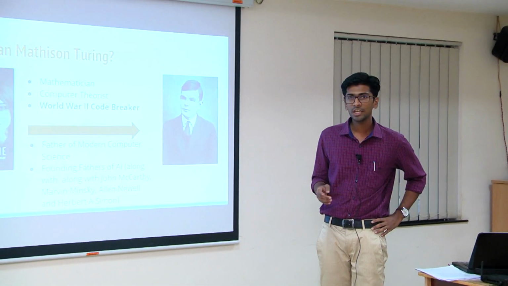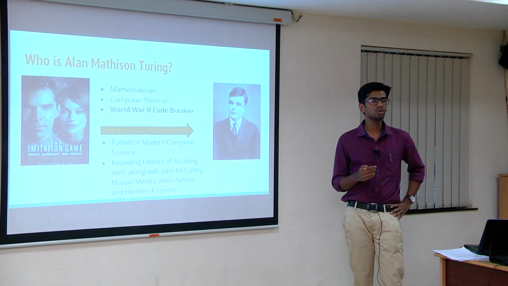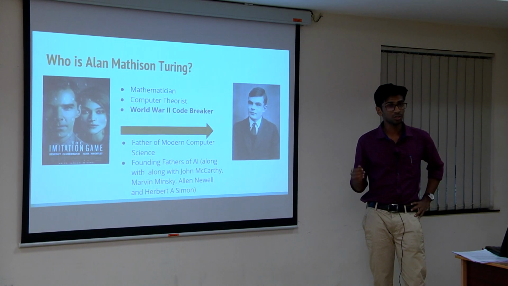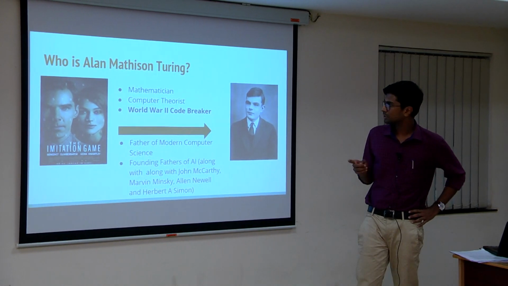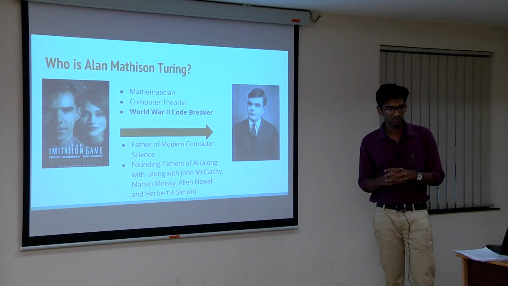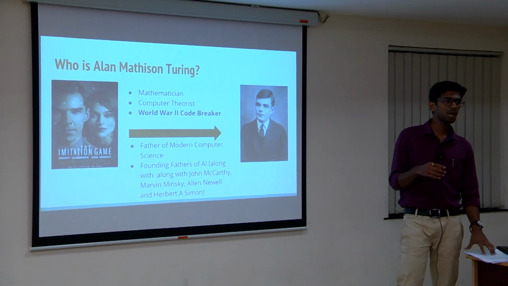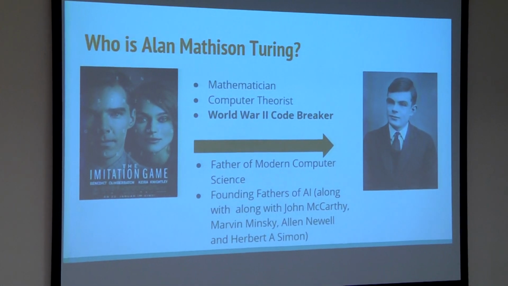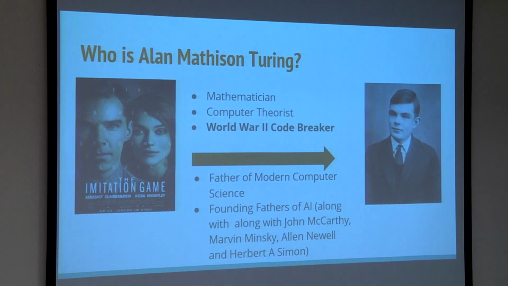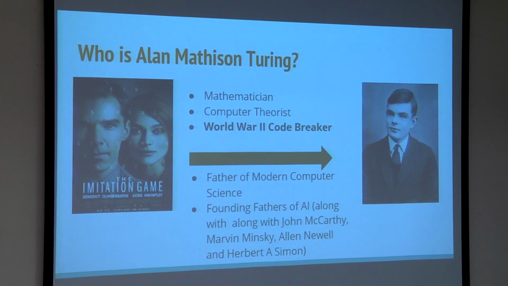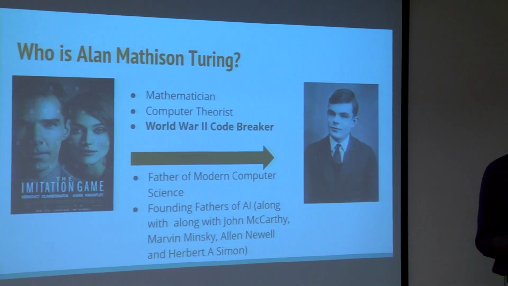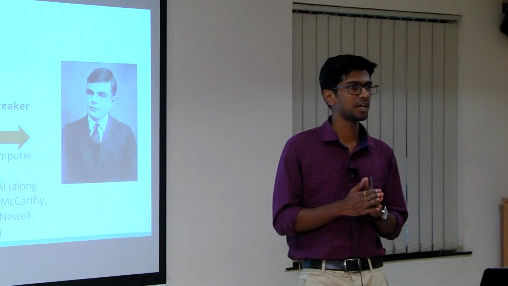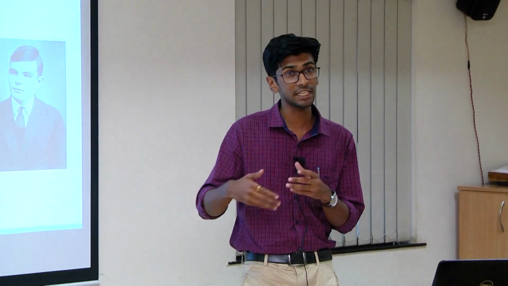He's a mathematician, computer scientist, World War II code breaker, father of modern computer science, and one of the founding fathers of artificial intelligence and whatnot. This World War II code breaker part is very important in history. After World War I, Germans built a machine called Enigma to encode messages. For about 20 years, they were trying to improve the technology, and in World War II, they introduced it. All the German messages were encoded, encrypted. And it was very difficult to break Enigma because the configurations were changing each and every time.